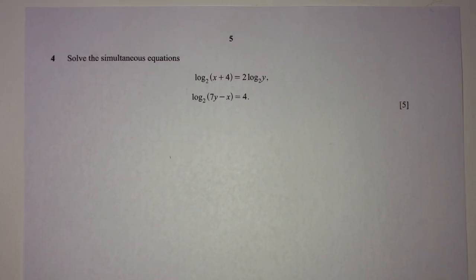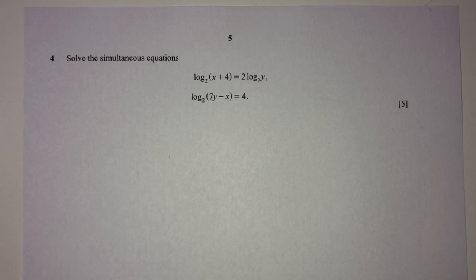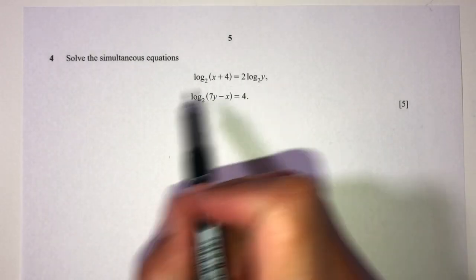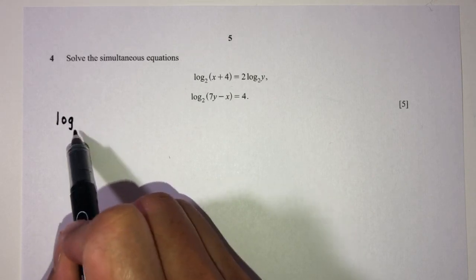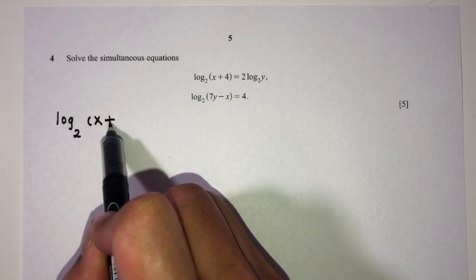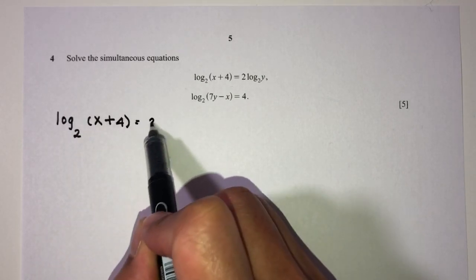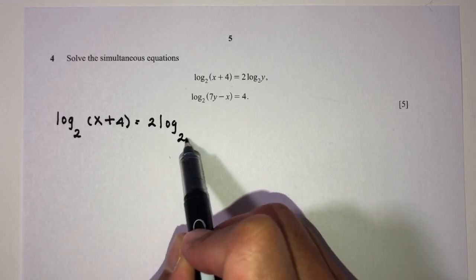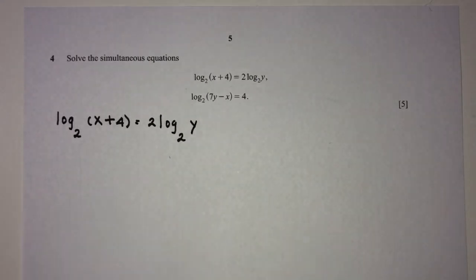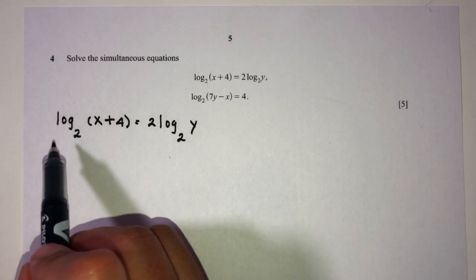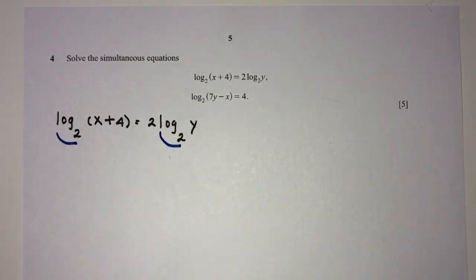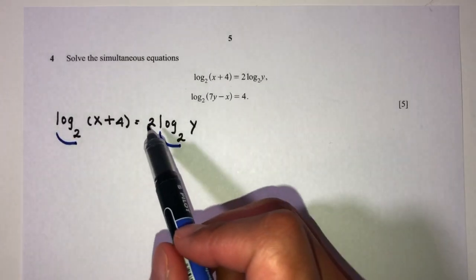Let's move on to question number 4. So here we have to solve the simultaneous equation, but first we have to simplify the equations and then use that to find the values of x and y. So look at the first one. So we have log base 2 of x plus 4 is equal to 2 log base 2 of y. So the good thing here is we know that they have the same logarithms. That's the good thing.